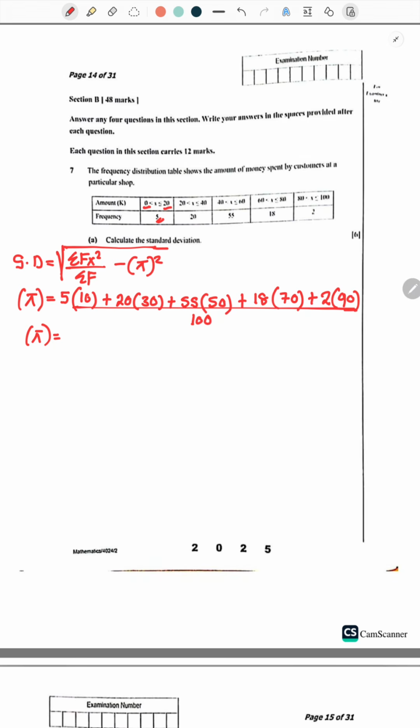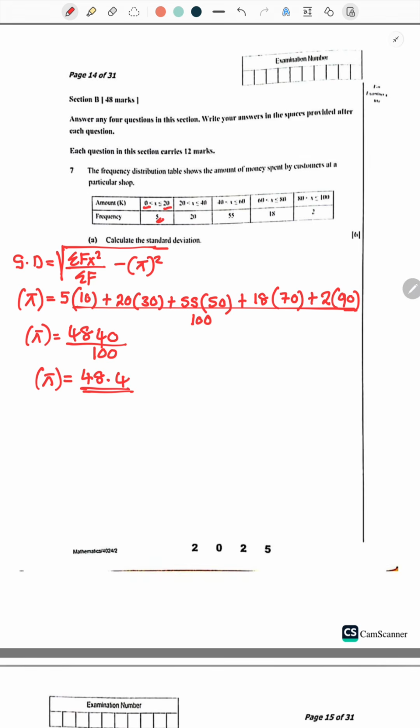So 5 open bracket 10 plus 20 open bracket 30 inside plus 55 open bracket 50 inside plus 18 open bracket 70 inside plus 2 open bracket 90 inside. So you are going to get something like 4840 over 100. Then you find your mean. So divide by 100, we are going to get 48.4.